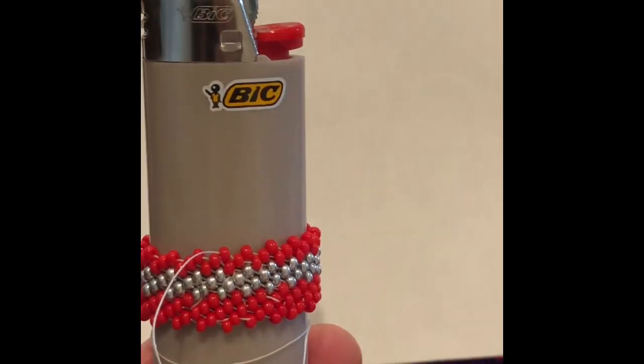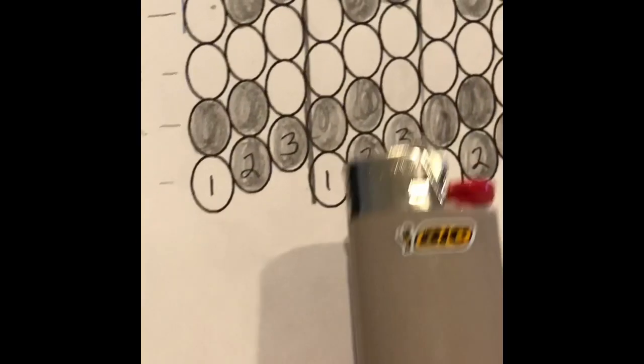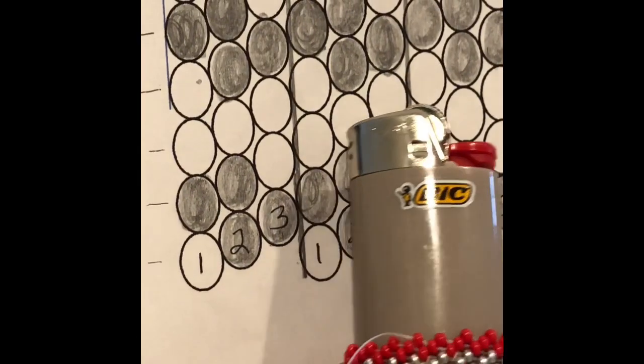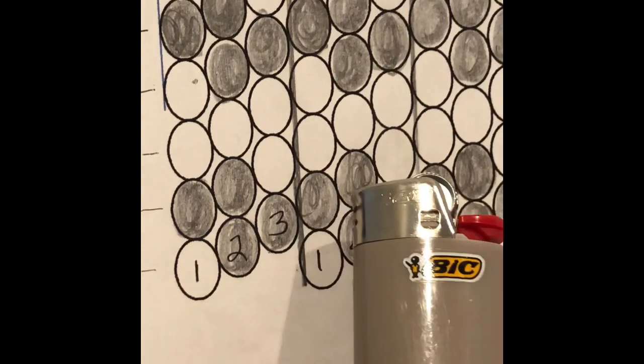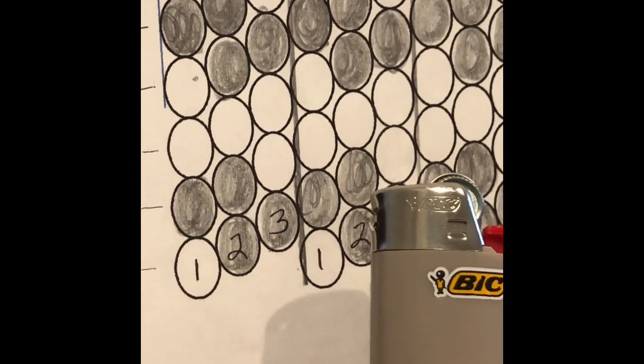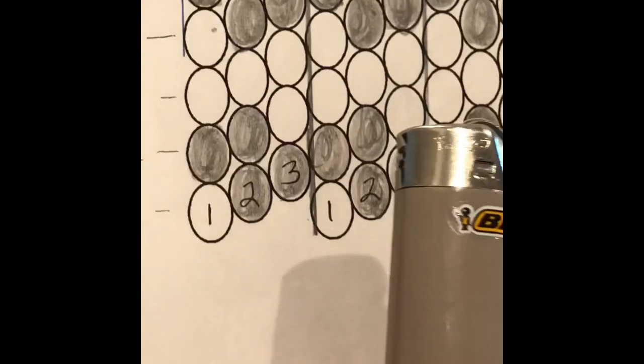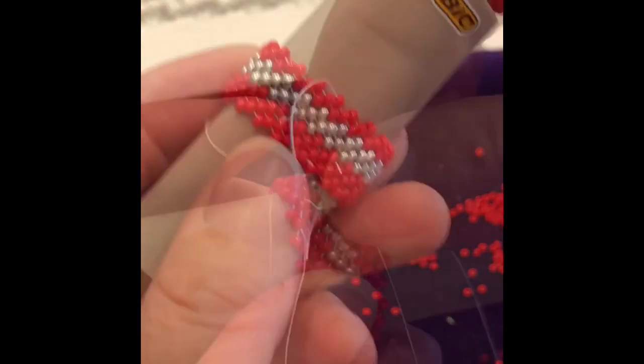Let's see here. I'm looking at my pattern. So I have 1, 2, 3, 4, 5. So I still need 5 red. Yep, 5 red to go. So I need 2 more rows to go around twice.